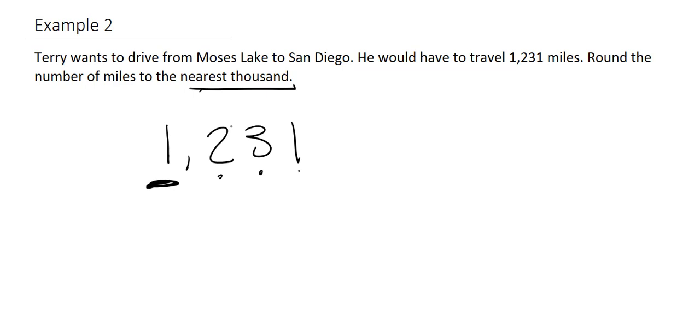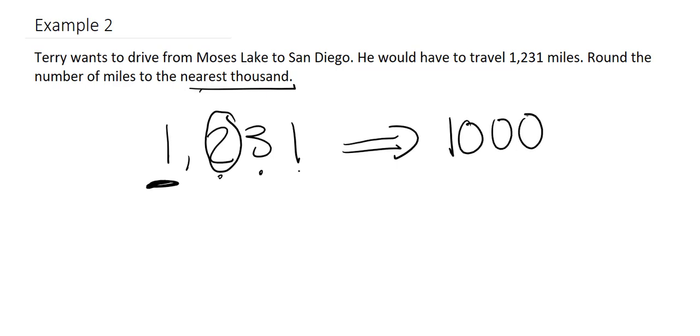Then we circle the number right to the right of it. That's a 2. When we think about rounding rules, if it's between 0 to 4, so anything from 0, 1, 2, 3, or 4, we would keep it. So we just keep the 1, and then every number after it becomes a 0. So now we have 1,000. If we round to the nearest 1,000, it would be 1,000. That would be our answer.